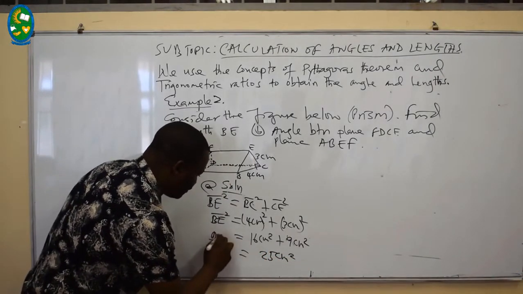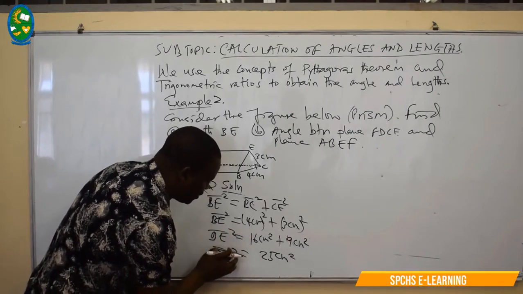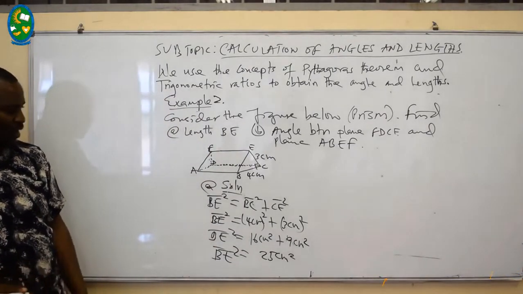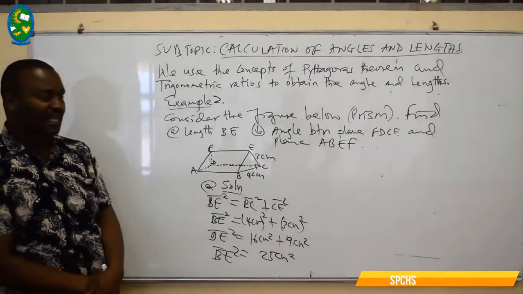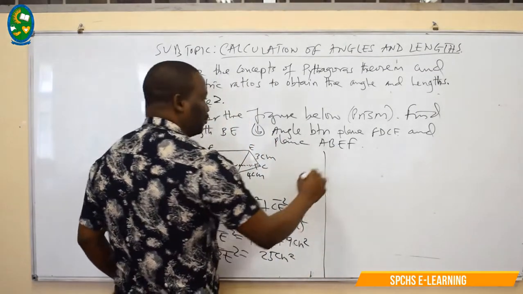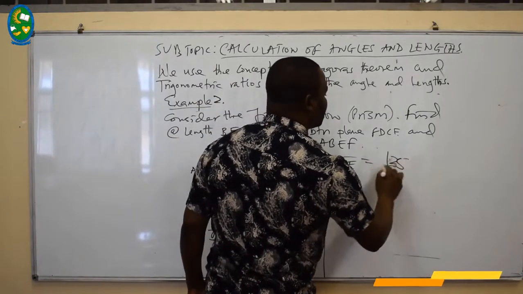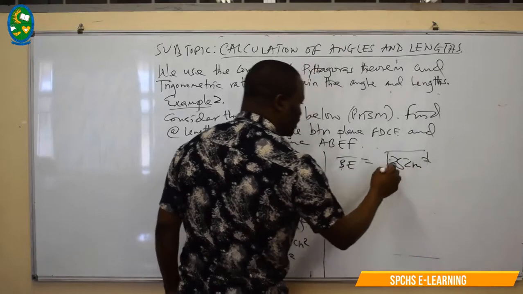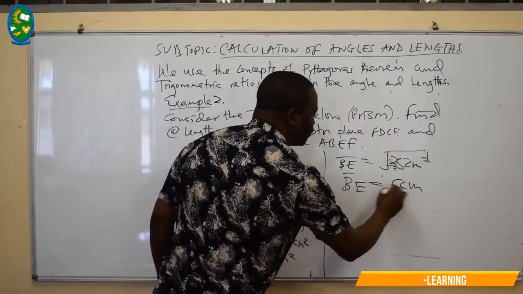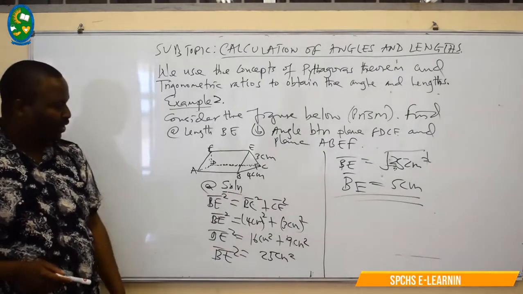Now, our BE square. Then we apply the square root on both sides so that we get BE. Then BE will be equal to 5. The square will be cancelled, and this one will be 5 centimeters. Therefore, BE equals 5 centimeters. So that's how we can get the value for BE.